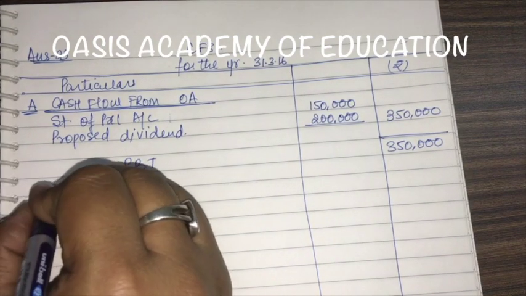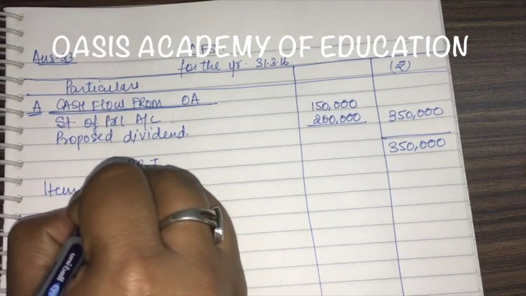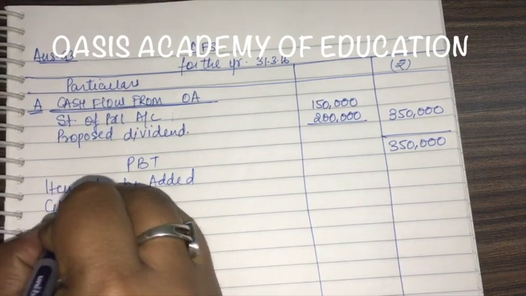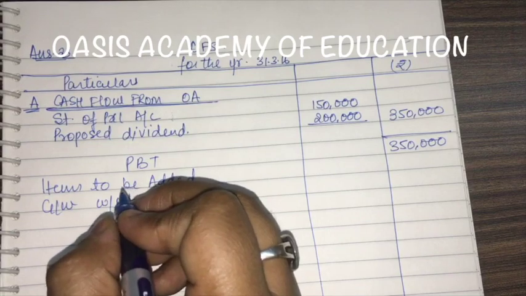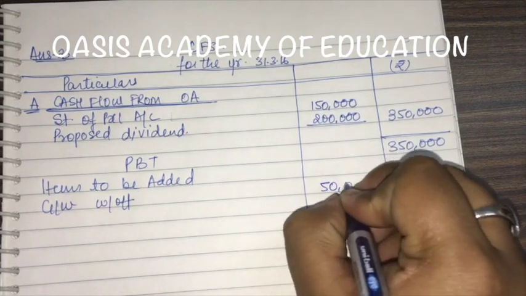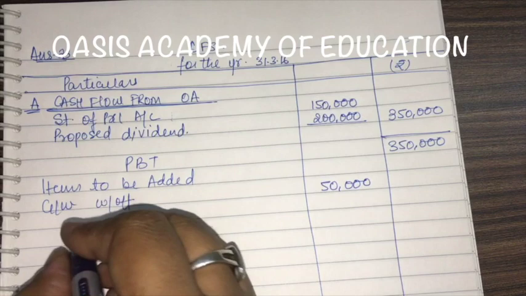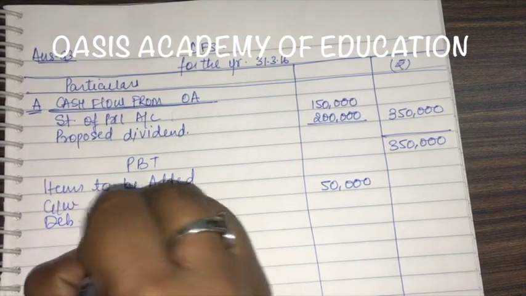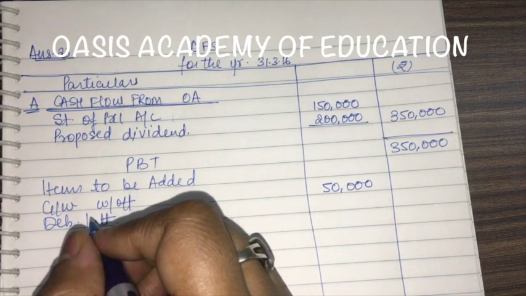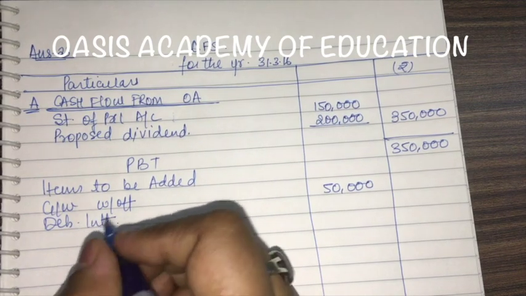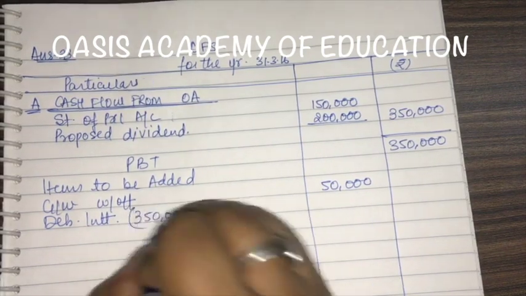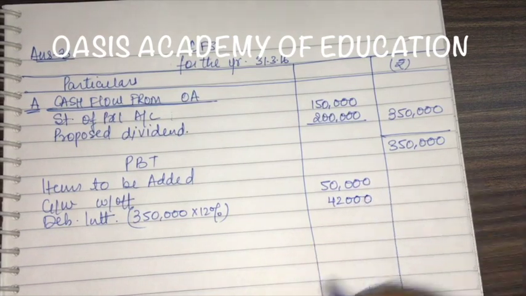The next thing is items to be added. Right, इसमें सबसे पहला item होगा goodwill, that is written off. As you can see, goodwill जो है वो write off हो रही है intangible assets में, that is of 50,000 rupees. Then you also have debentures pay interest. Right, debentures pay interest is 3,50,000 debentures पे 12%. Since question ने clearly कह दिया तो अब हमें कुछ assumption करने की ज़रूरत ही नहीं है.